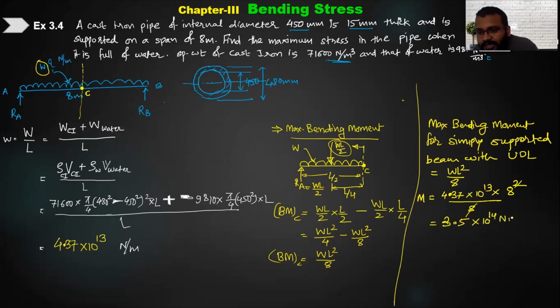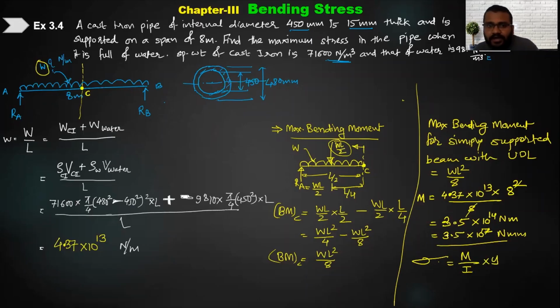But that is in Newton meter ना? हमें उसको millimeter में चाहिए तो 3.5 into 10 raised to 17. So we'll have to write down 10 raised to 17 Newton millimeter. So now you know the M. Formula क्या है हमारा? Sigma equal to M by I into y. अभी M, I और y हमें find करना पड़ेगा. So I'm writing it here now.